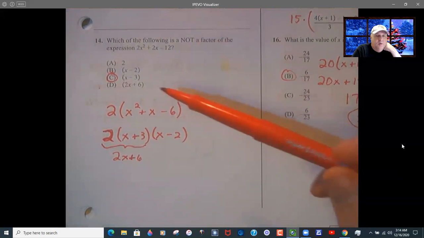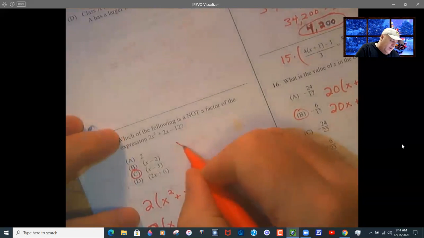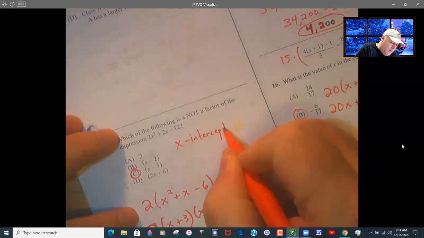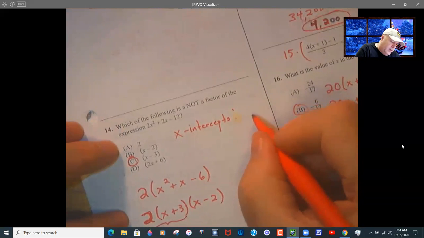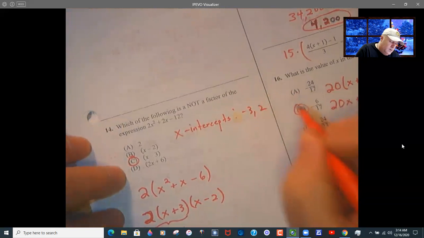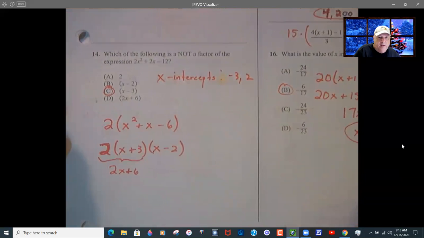So 14, which of the following is not a factor of this? So you're welcome to look up the x-intercepts now that you have your calculator. And your x-intercepts are -3 and 2. So your factors would be x plus 3 and x minus 2 with a common factor 2. So x minus 3 is not a factor.